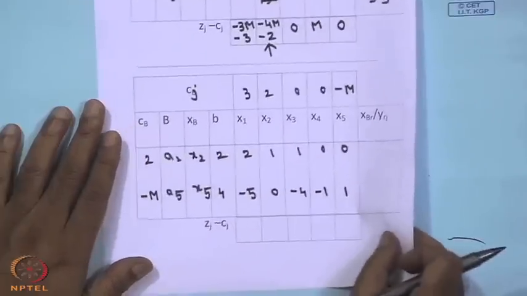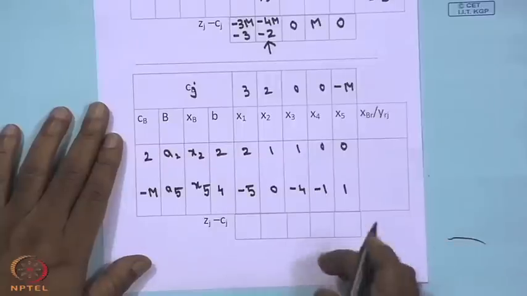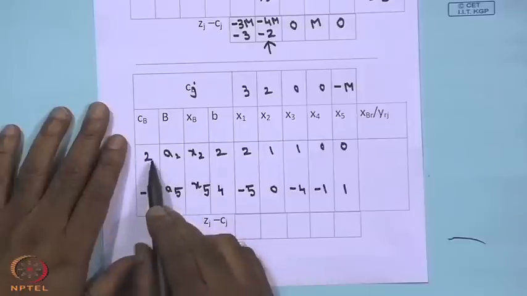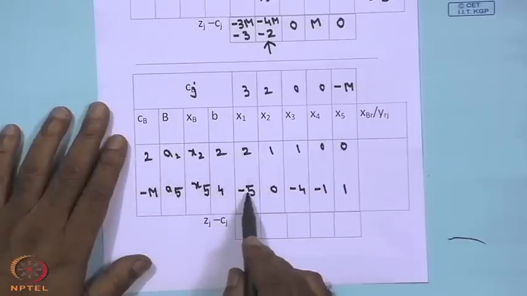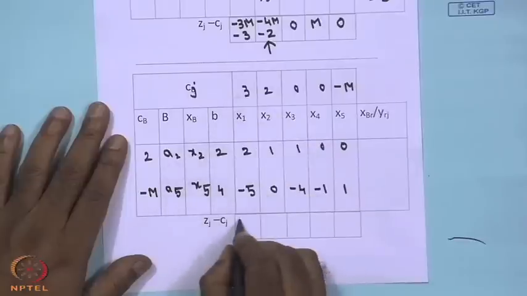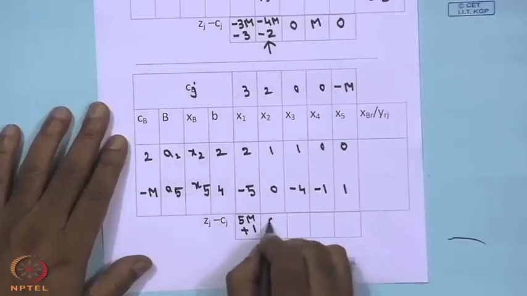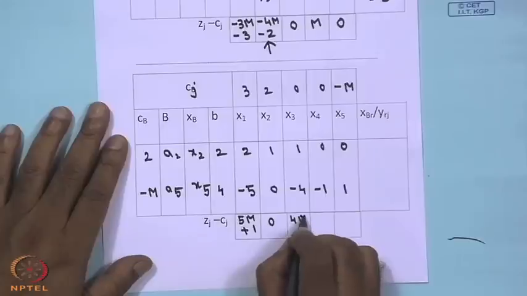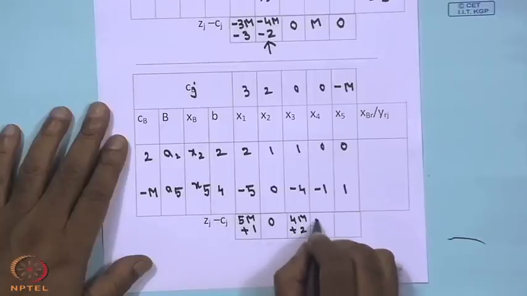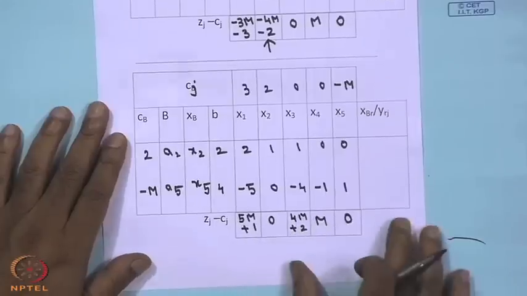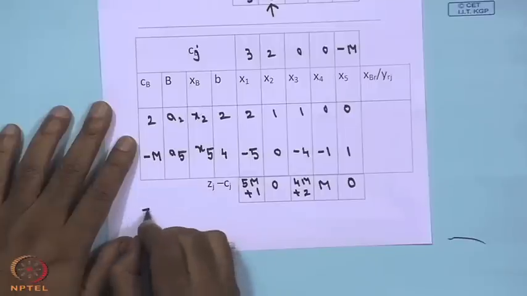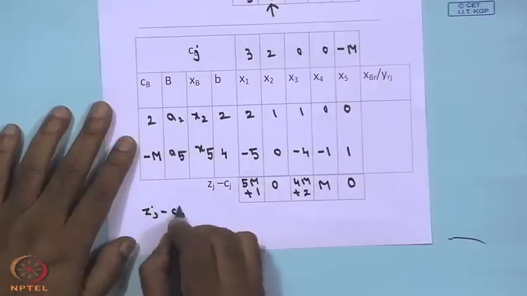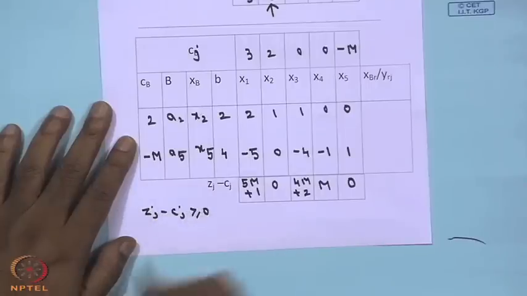Once I have obtained this, now I can calculate zj minus cj again, 2 into 2, minus M times 4, minus 3. So, it will become 5M plus 1, this is 0, this will become 4M plus 2, this is 0, this is M, this is 0. So, if you see here, one thing you should note now, zj minus cj is greater than 0.